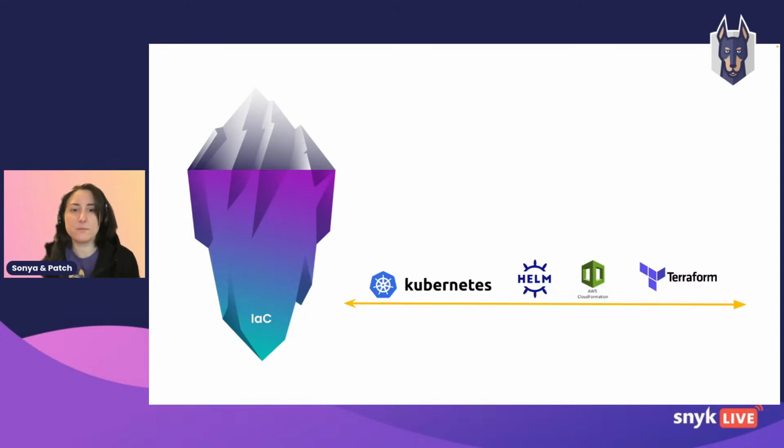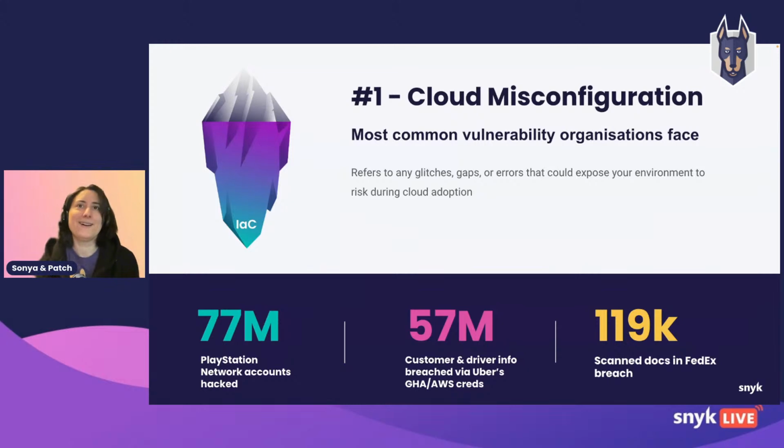IAC is amazing, but also the most common vulnerability organizations face is cloud misconfiguration. This is referring to any glitches, gaps, or errors that could expose your environment to risk during cloud adoption. And you see a few examples here at the bottom of the slide.